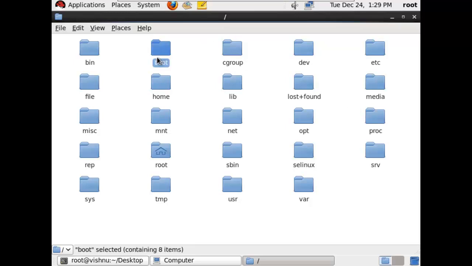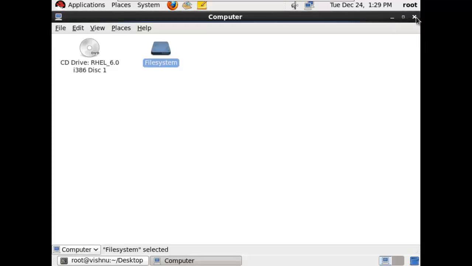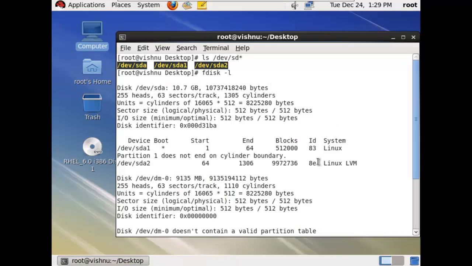and this boot folder, which represents your SDA1, contains all the files which are responsible for booting the Linux operating system. So this is basically how everything goes on inside this.